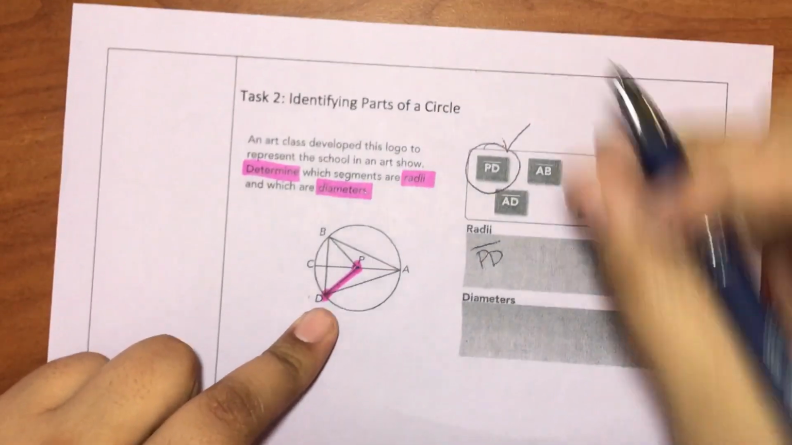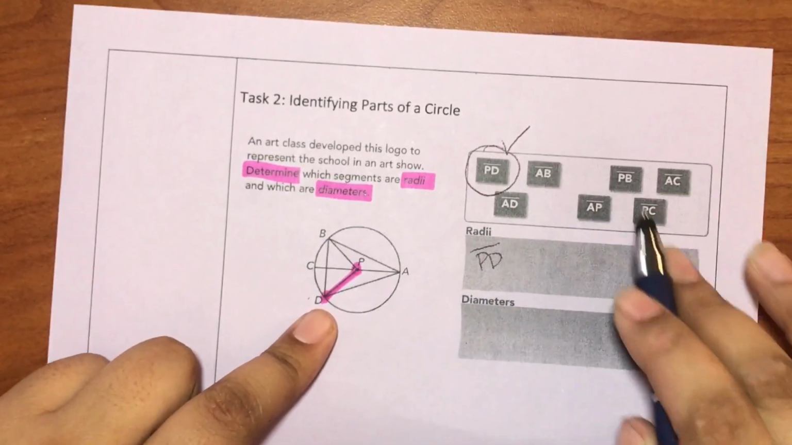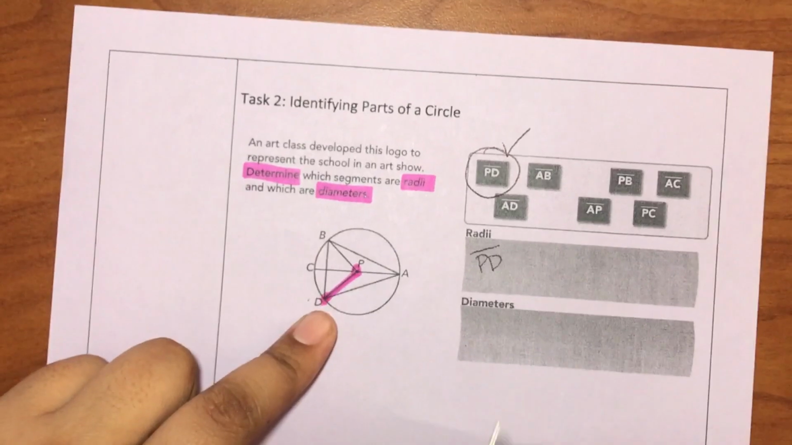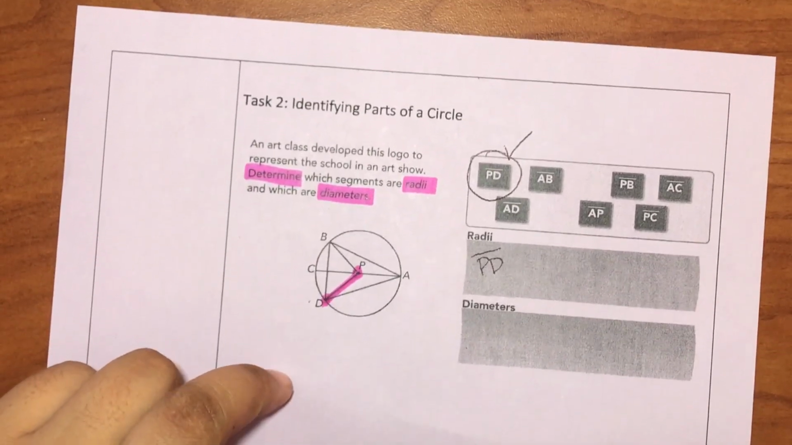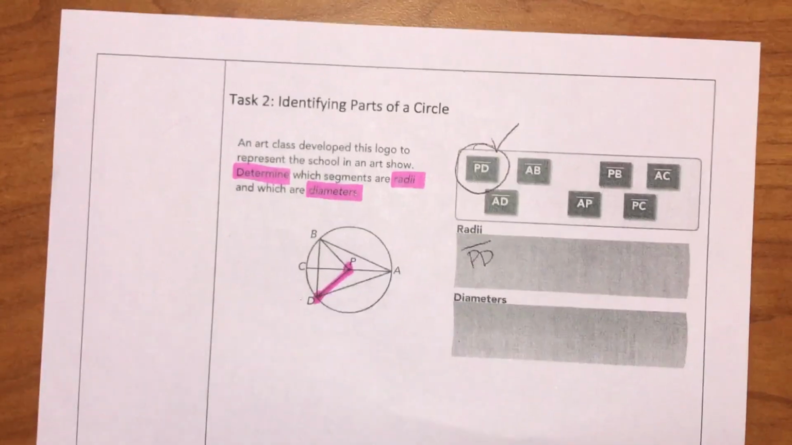Well, that's one. You guys have 1, 2, 3, 4, 5, 6 more to go. Write them down, make a list, okay? Do it now.